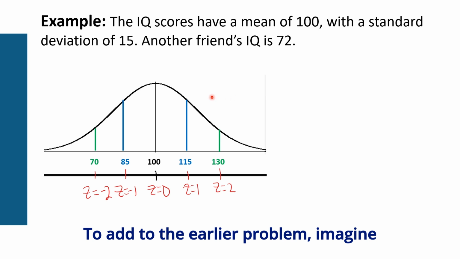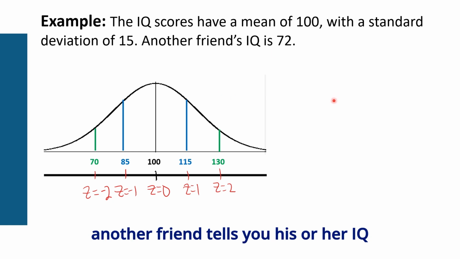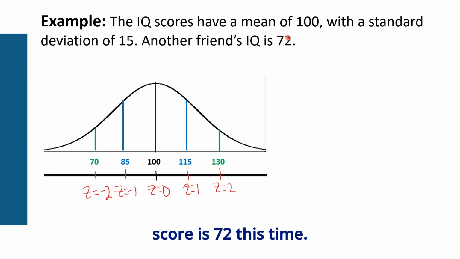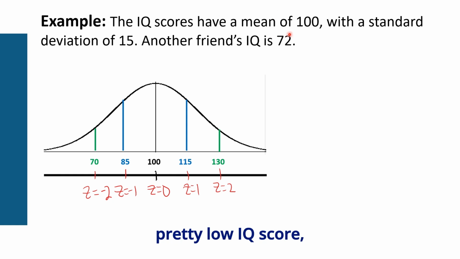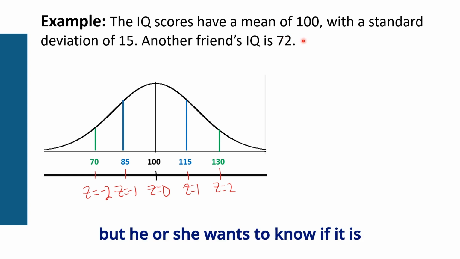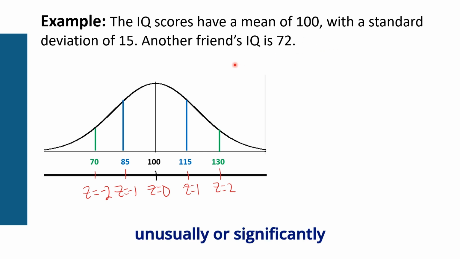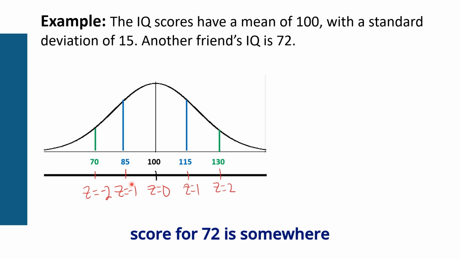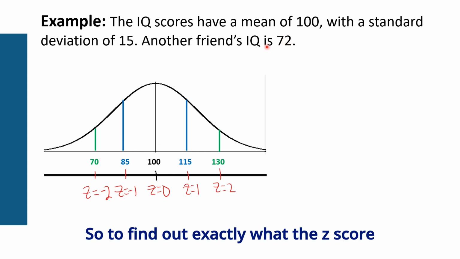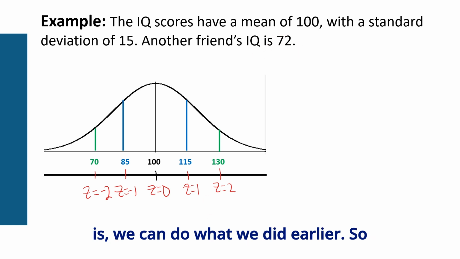To add to the earlier problem, imagine another friend tells you his or her IQ score is 72 this time. Now this friend knows that 72 is a pretty low IQ score, but he or she wants to know if it is unusually or significantly low. Based on this graph, we know that the z-score for 72 is somewhere between -1 and -2. So to find out exactly what the z-score is, we can do what we did earlier.